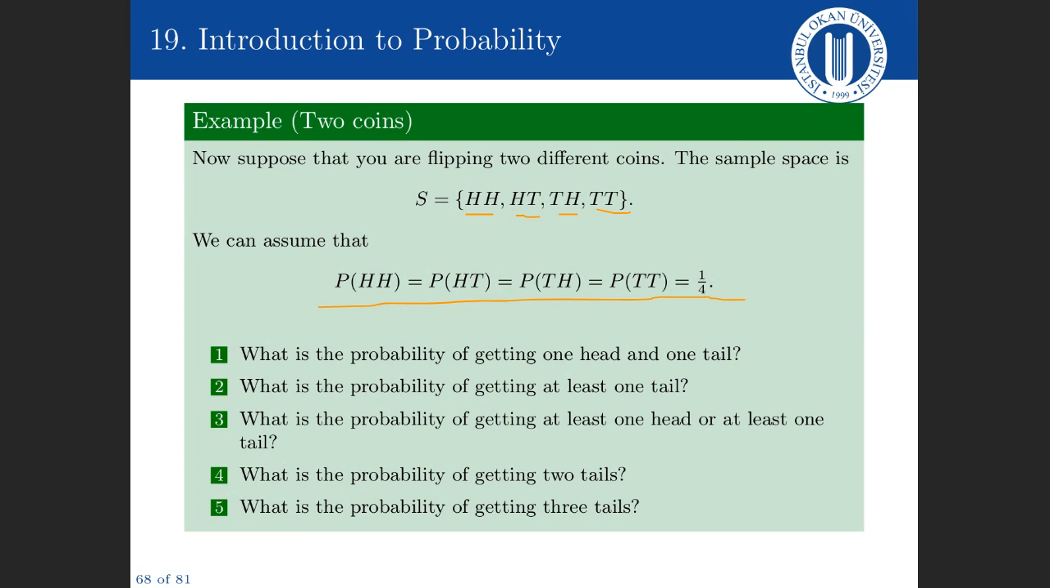5 questions. What is the probability of getting one head and one tail? What is the probability of getting at least one tail? What is the probability of getting at least one head or at least one tail? What is the probability of getting 2 tails? What is the probability of getting 3 tails?